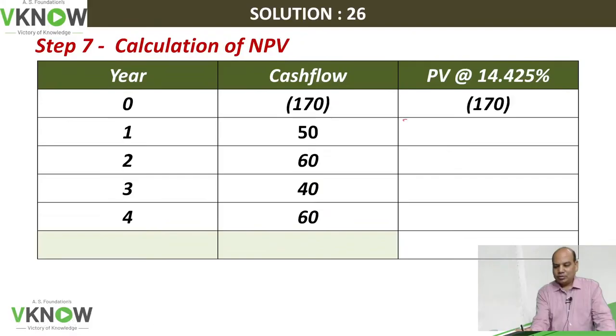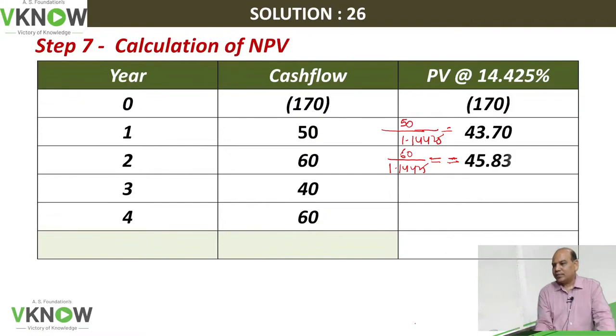You will type 50 divided by 1.14425, press equal to, memory plus. Then here 60 divided by 1.14425, press equal to, 2 times memory plus, you will get 45.83. Do the same way, 40 divided by 1.14425, press equal to, 3 times, 26.7.